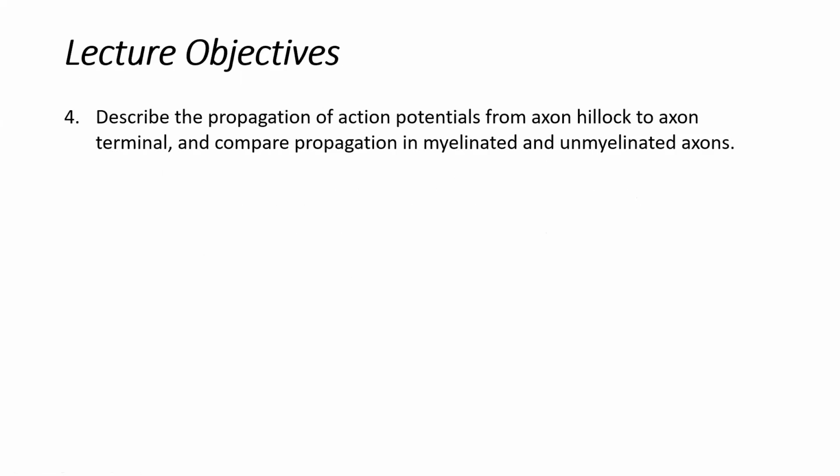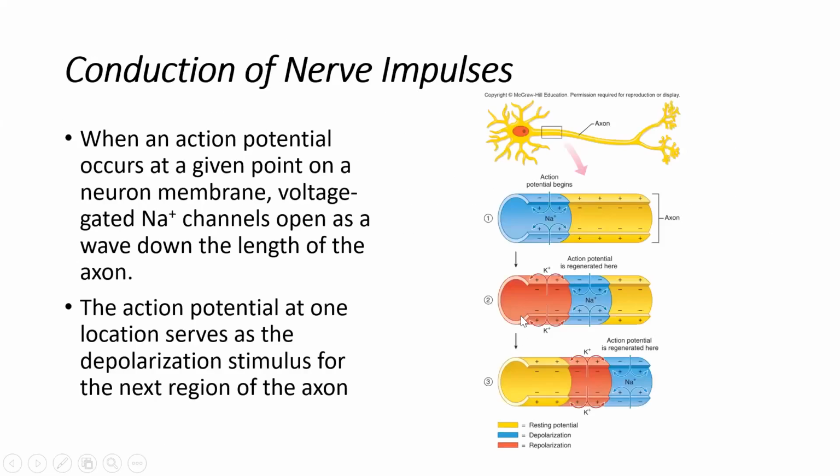We're going to talk about how the action potential is propagated from the axon hillock to the axon terminal. And we're going to talk about propagation in myelinated versus unmyelinated axons.